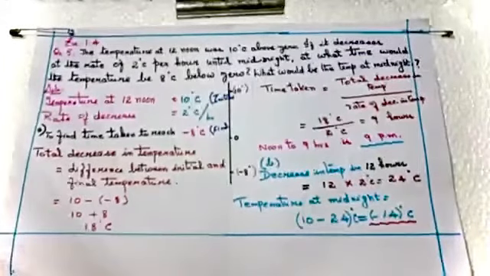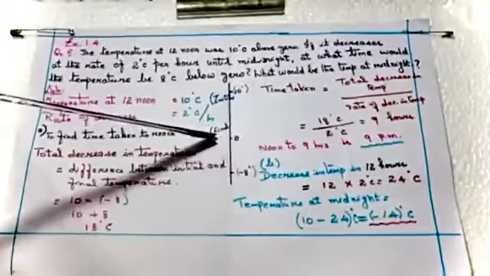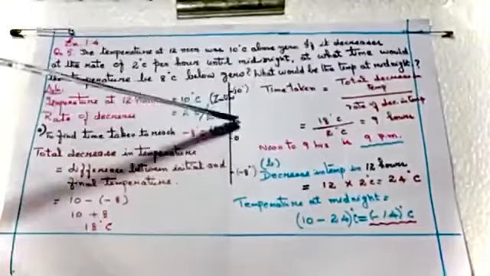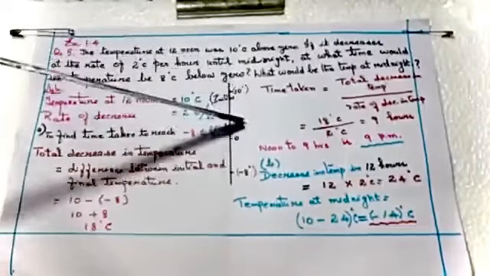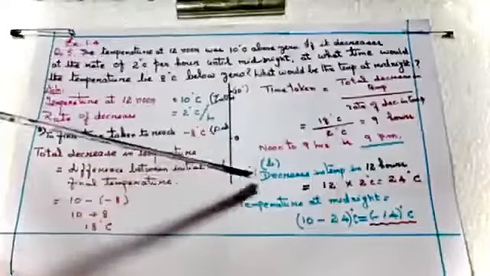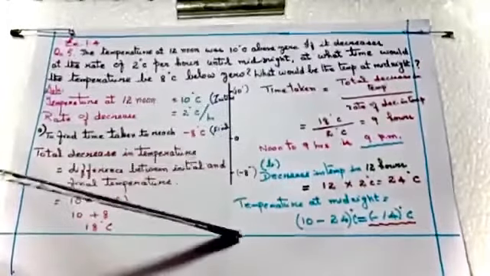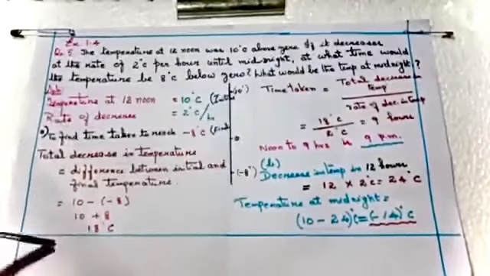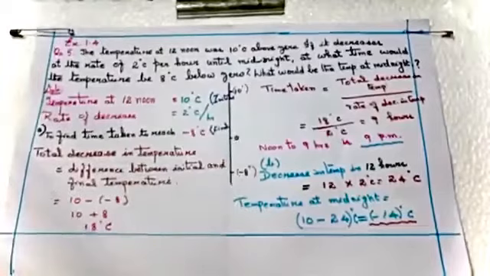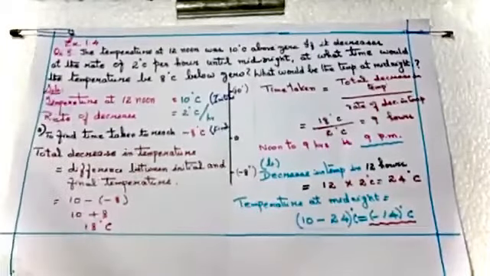Even you can think about it logically. Say this is the 0 level, and above 0, it is 10 degrees. From 10 to 0, and then from 0 to 8, so here it is minus 8. From 0 to the below side is minus 8. So 10 here, 8 here, totally 18. Now, we got the total decrease in temperature.